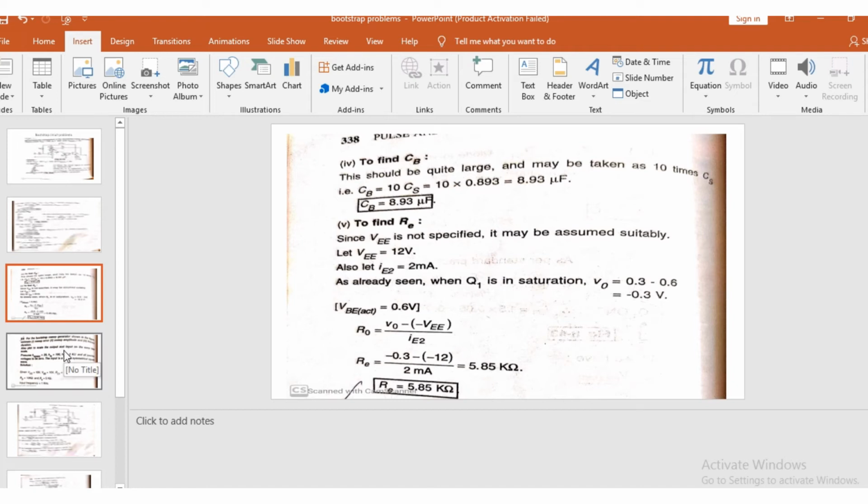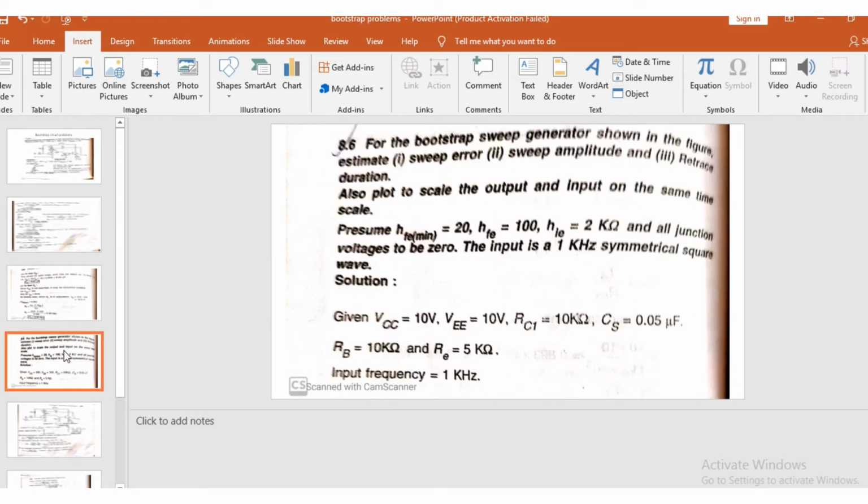Now we will move on to one more problem. You can see on the screen. First I will read out the question of the problem. For the bootstrap sweep generator shown in the figure, estimate sweep error, sweep amplitude and retrace duration. Also plot to scale the output and input on the same time scale. Presume HFE minimum equal to 20, HFE equal to 100, HIE is equal to 2 kilo ohms and all junction voltages to be 0. The input is a 1 kilohertz symmetrical square wave. So this is the question given there.